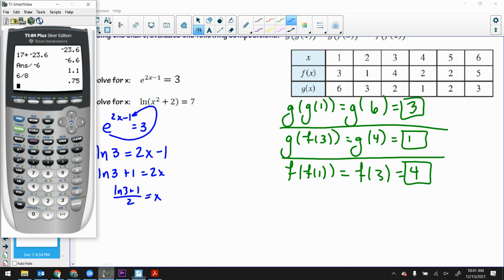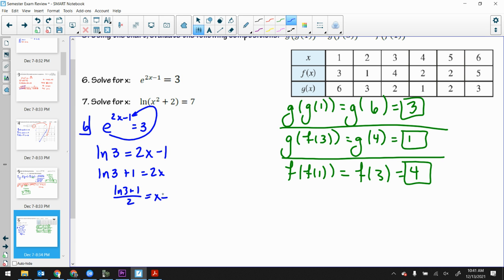Just making sure you're paying attention. ln of 3, sorry, I was distracted by the helicopter. ln of 3 plus 1 divided by 2. 1.05.